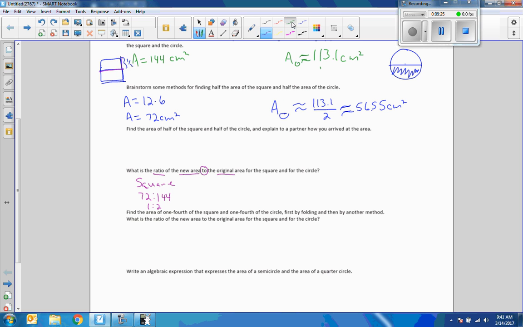Now if I do the same for the circle, then I'm going to take the new area, 56.55, to 113.1, which also comes out to be 1 to 2.